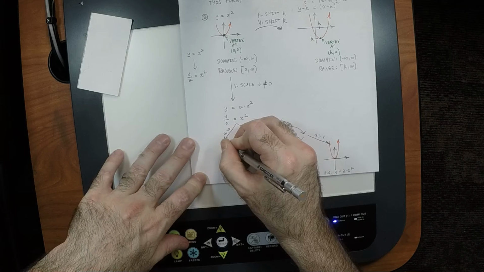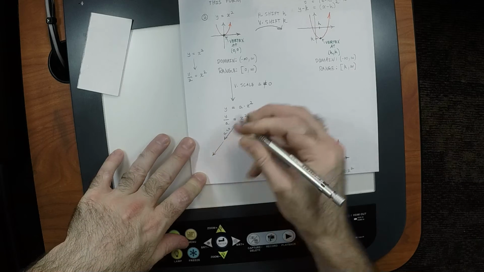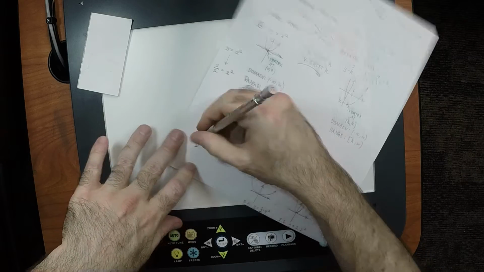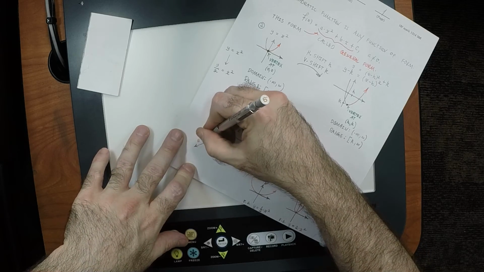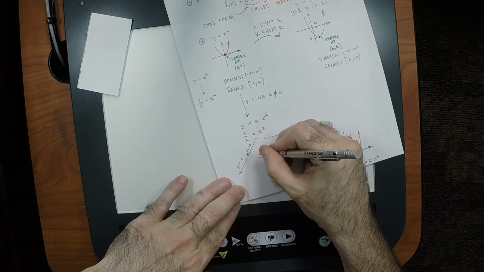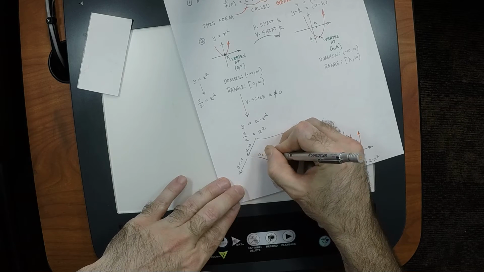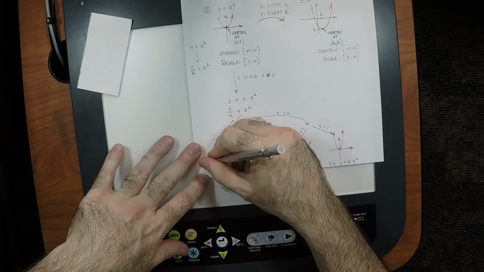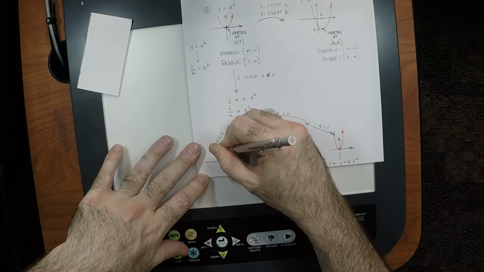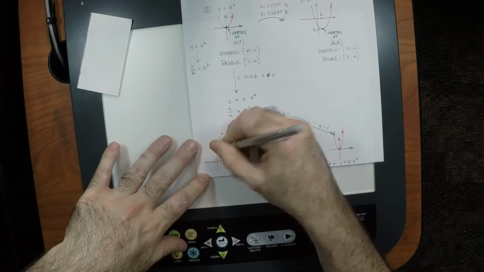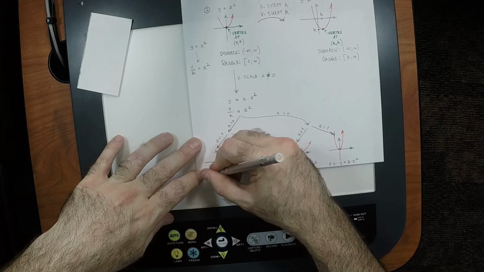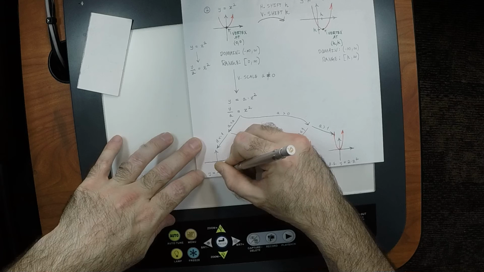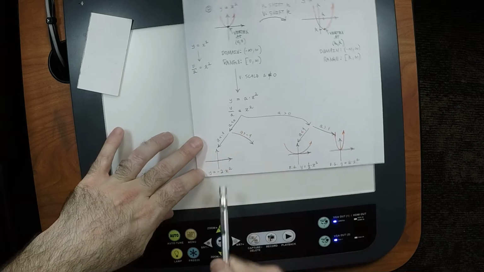And then after we flip it, we're either going to stretch it out or we're going to compress it. So it might be the case that a is less than -1, or it might be the case that a is more than -1. So an example of this one would be something like y is -2 multiplied by x squared. So what would that one do?